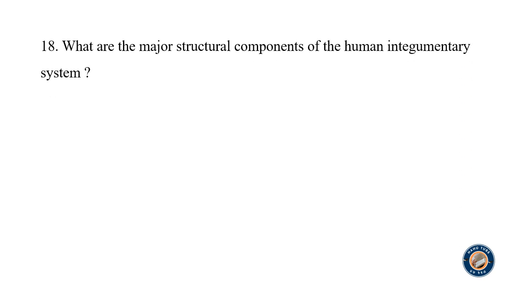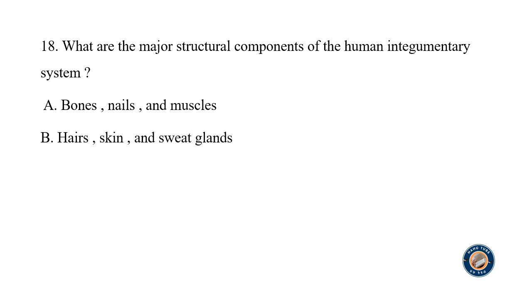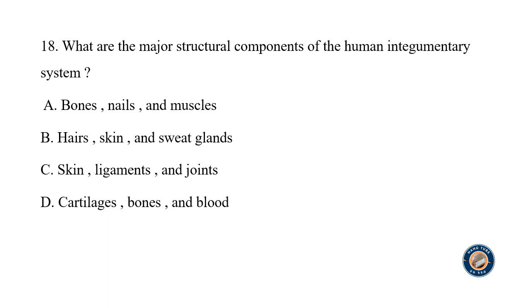Question number 18. What are the major structural components of the human integumentary system? A. Bones, nails and muscles. B. Hairs, skin and sweat glands. C. Skin, ligaments and joints. D. Cartilage, bones and blood.